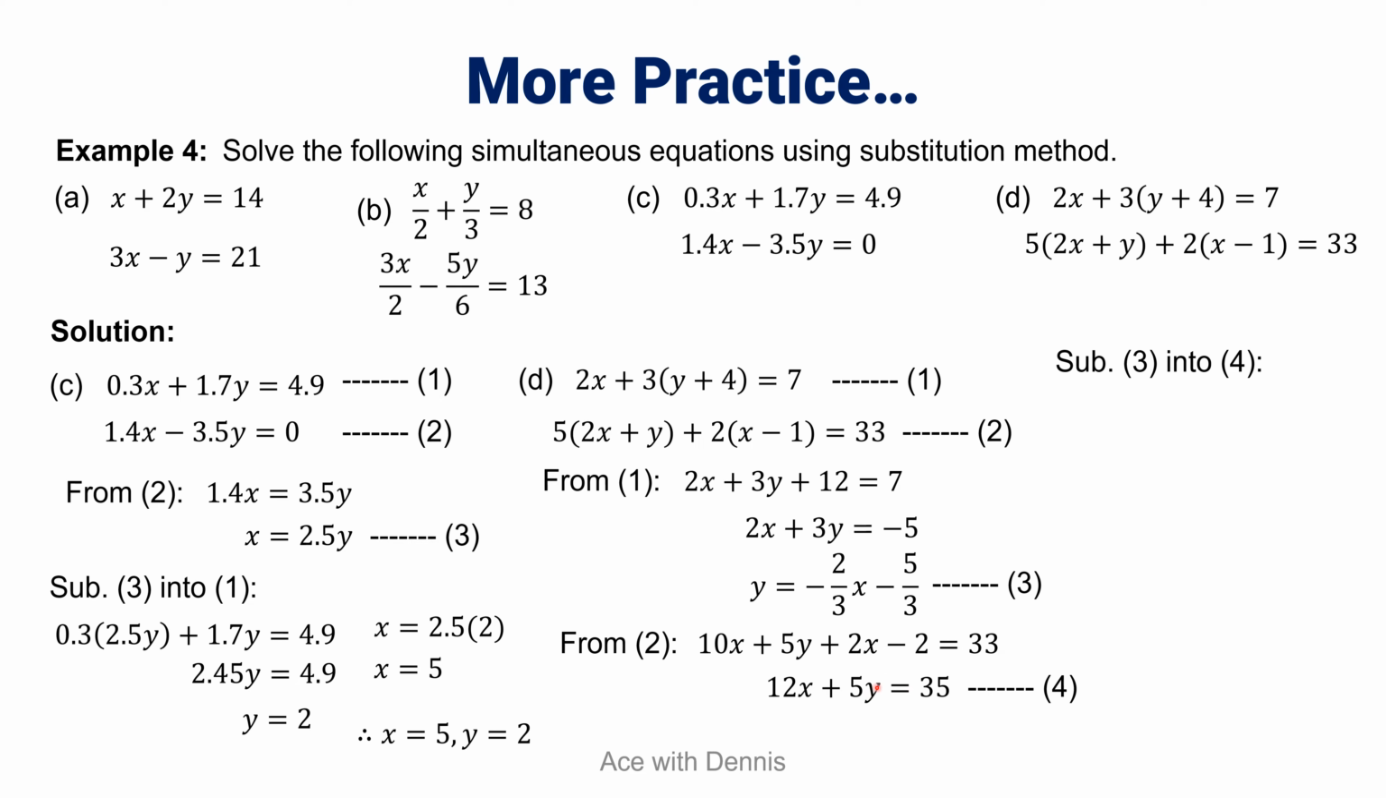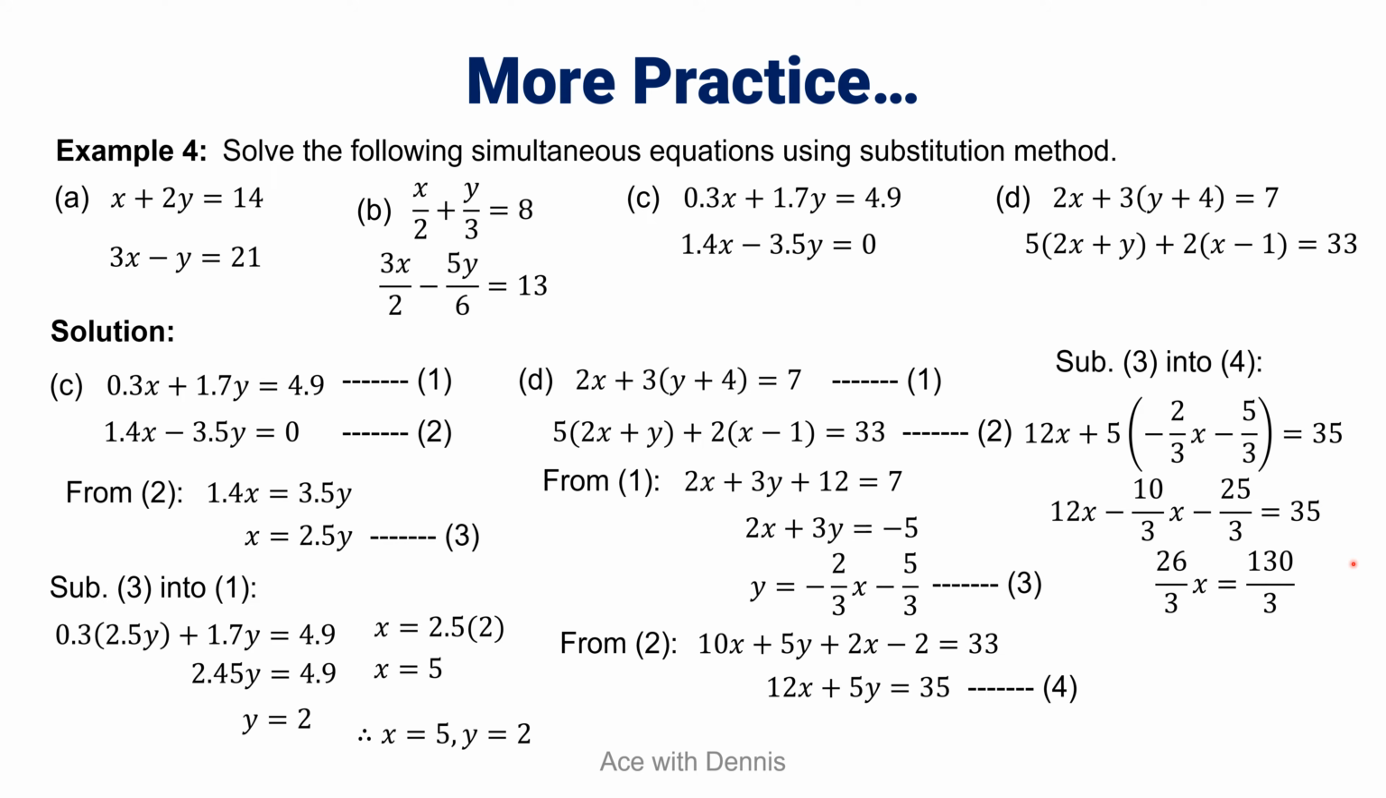So when I see the y here, I just substitute everything into this equation. So it becomes 12x plus 5 bracket negative 2 over 3 x minus 5 over 3 equals 35. Then expand the bracket: 12x minus 10 over 3 x minus 25 over 3 equals 35. Okay, so further simplify, 26 over 3 x equals 130 over 3. So the 3 here can cancel and x will be 130 divided by 26, which is 5.